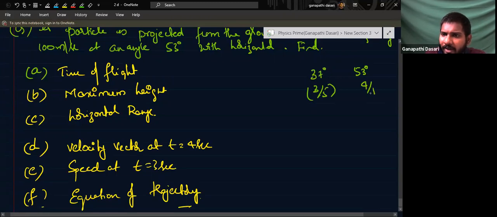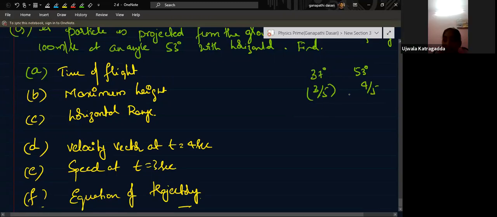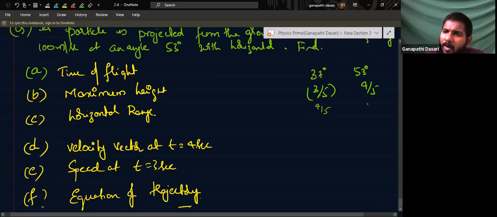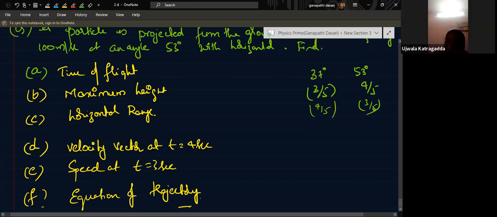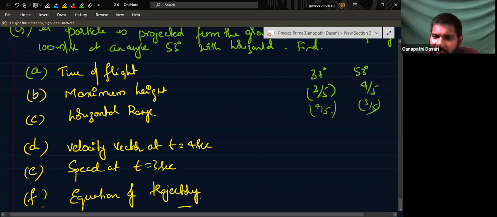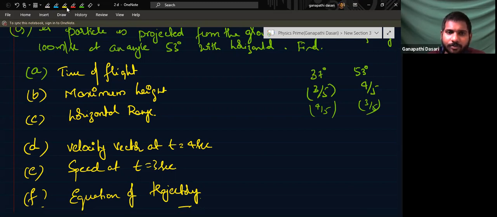This should be 4 by 5. Cos is a decreasing function. So cos 37 is 4 by 5, and cos 53 is 3 by 5. So sine should increase and cos should decrease with the increase in angle from 0 to 90. So sine 53 will be 4 by 5.